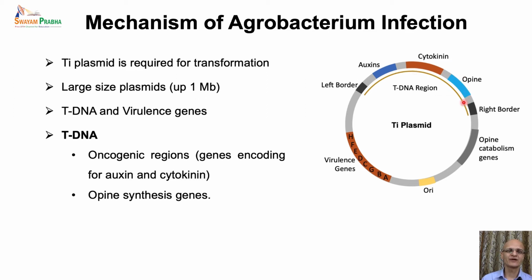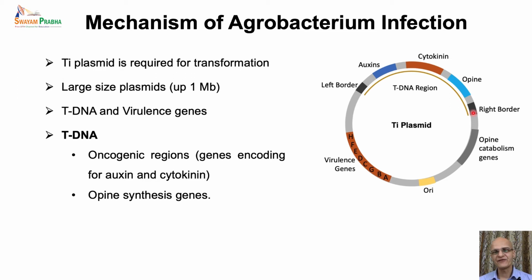The second part of tDNA is the opine synthesis genes. This region contains a gene that results in the synthesis of opines. Now these opines are derivatives of amino acids, and they are used by the Agrobacterium as a source of carbon and nitrogen. So basically it's the food for the Agrobacterium. So this whole region from the left border to the right border, that is the tDNA region, varies somewhere from 20 to 30 kb in size in different bacterial strains where Ti plasmids are present.